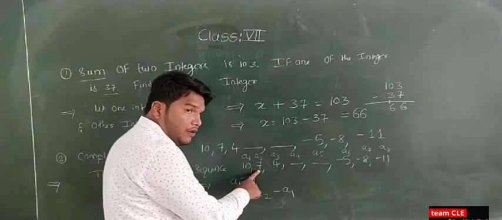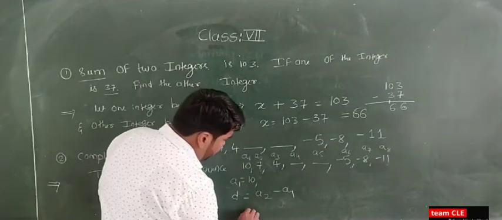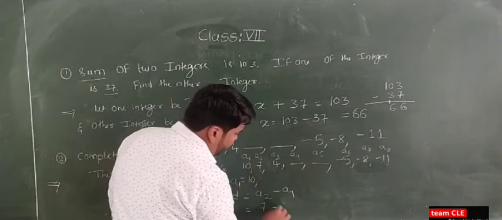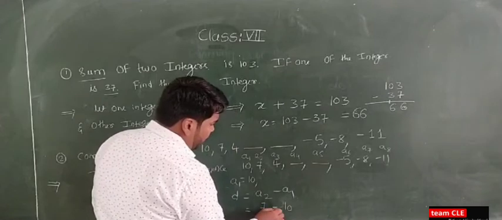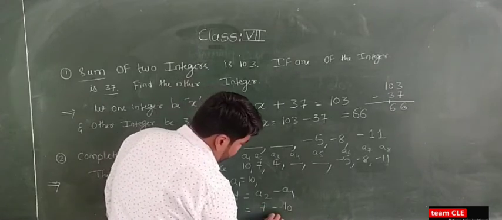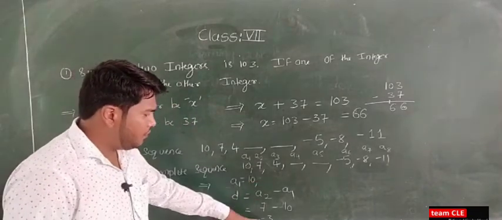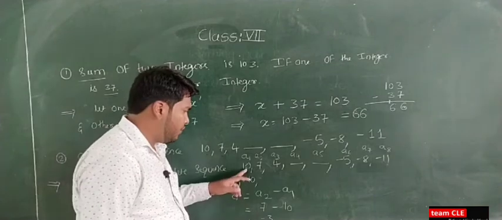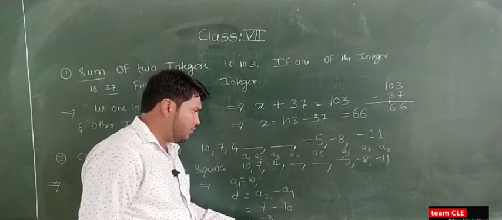So second term they are given as 7, first term they are given as 10. Okay, so see here, the difference is 7 minus 10, which is equal to -3. Note that 10 minus 7 is equal to 3, so this is -3. So -3 is the difference. So 10 minus 3 is equal to 7, and 7 minus 3 is equal to 4.